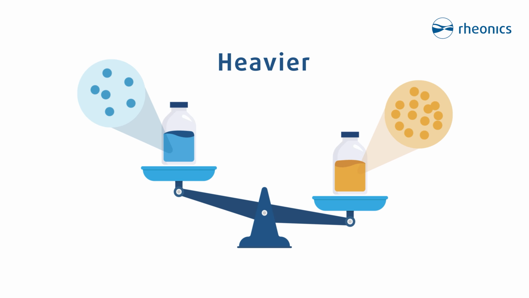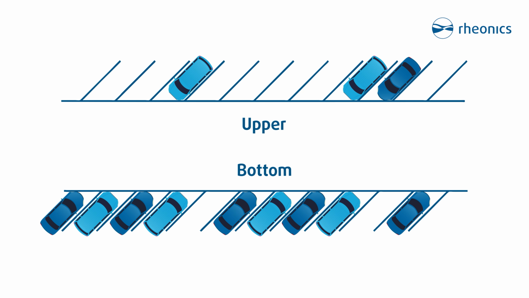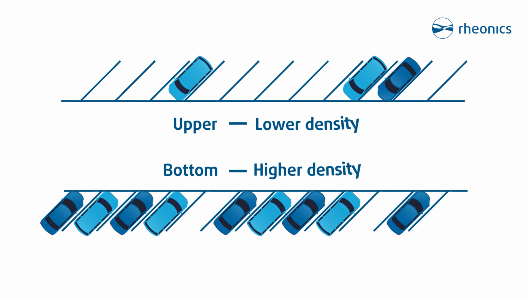Here is another example of how density works with a daily case. In a parking lot, the upper and bottom levels have the same number of parking slots. However, one side has fewer cars than the other, which means it has a lower car density.